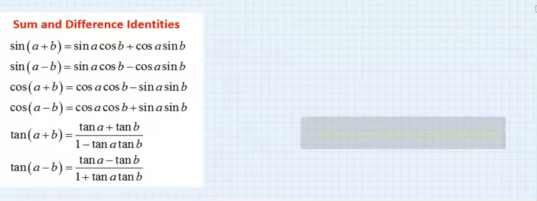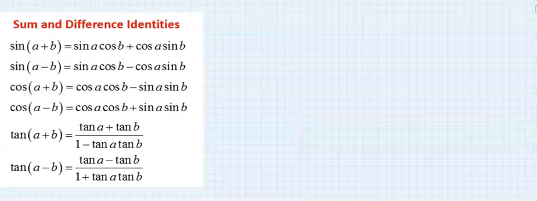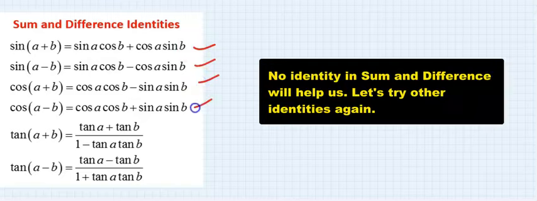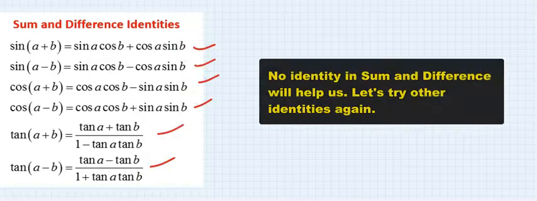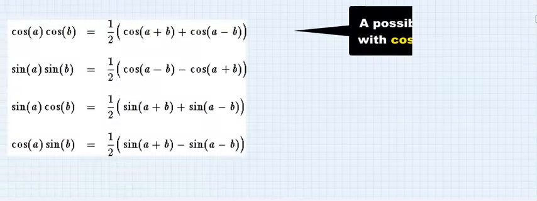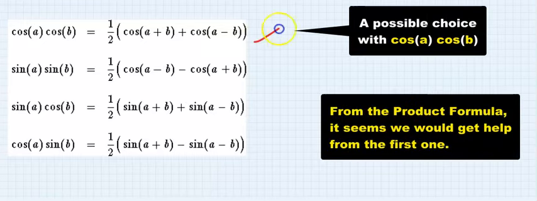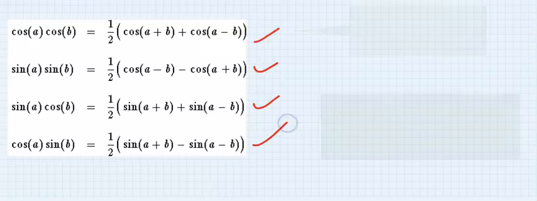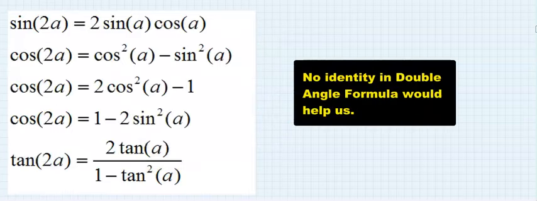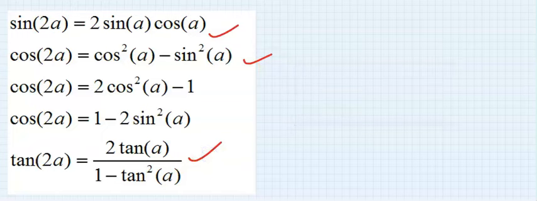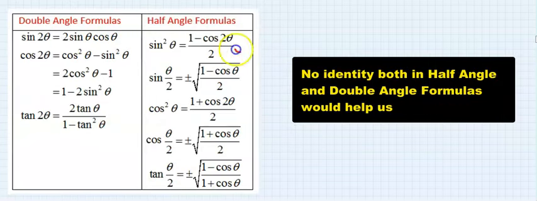Now let's consider sum and difference. Sum and difference can't help us either. None here can help us. So let's consider product. The product formula, one of them is going to help us. Let's consider double angle. None of this double angle can help us. So let us check half angle formula. None can help us either.